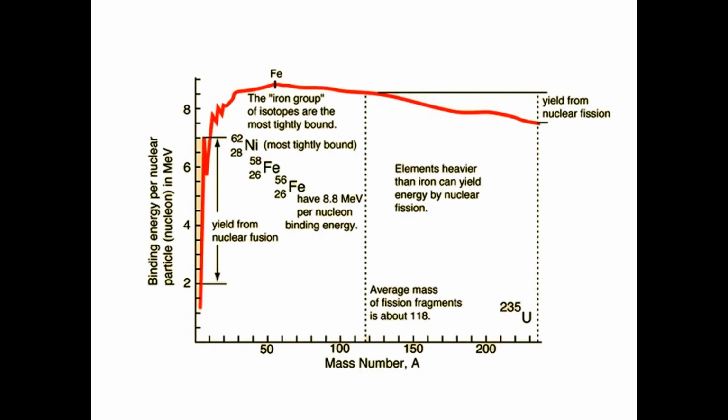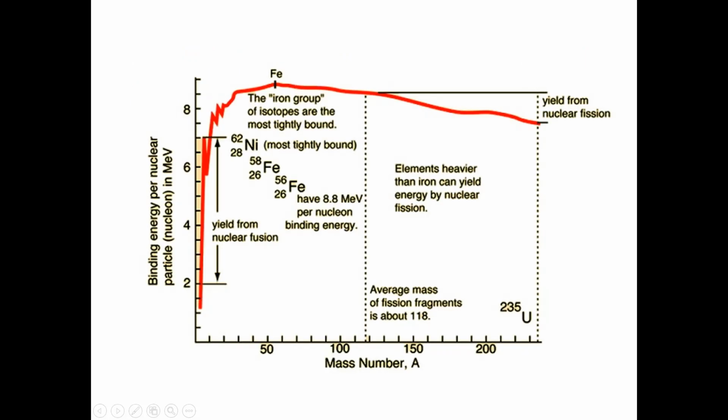And again, you can have a look at the curve. Just like we mentioned, in this particular region we have an abrupt increase, and after that a steady increase until iron. Around 60 we have the maximum, and then we have a gradual decrease until we reach the final destination for the heavy nucleus, uranium-235.